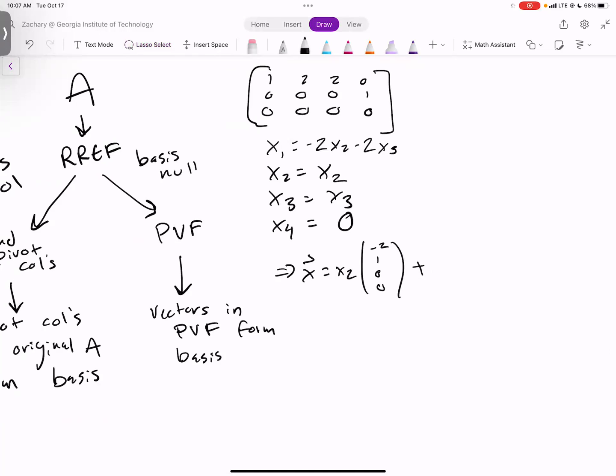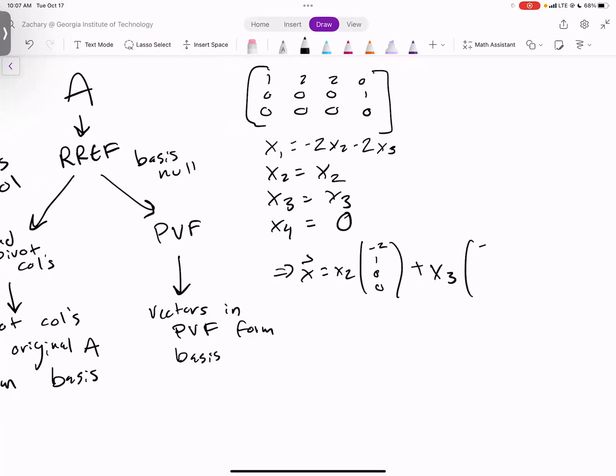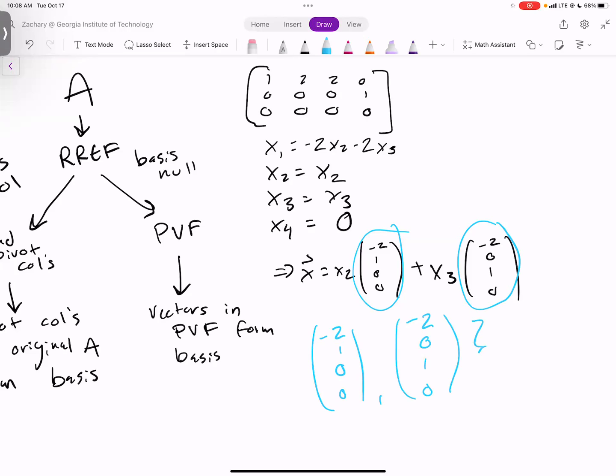Plus x3 times negative 2, 0, 1, 0. Okay, so the basis here would be these vectors. So the basis for my null space is negative 2, 1, 0, 0. And I'll write it in the same format I wrote the last one. And negative 2, 0, 1, 0, with our curly brackets at the end.